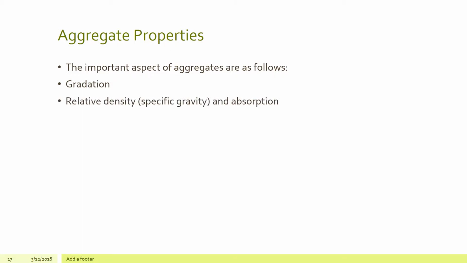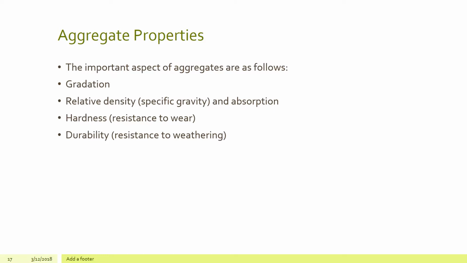Let's take a look at some of the aggregate properties that we want to consider when we make our selections and our design parameters that are going to guide us in the effort to support the structure that we're going to place on it. So we want the following. We get the gradation. We get the relative density, specific gravity, and absorption. We already looked at this. Hardness, the resistance to wear. Durability, the resistance to weathering. The shape and surface texture.